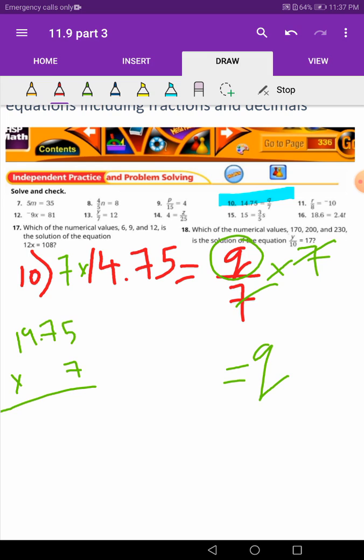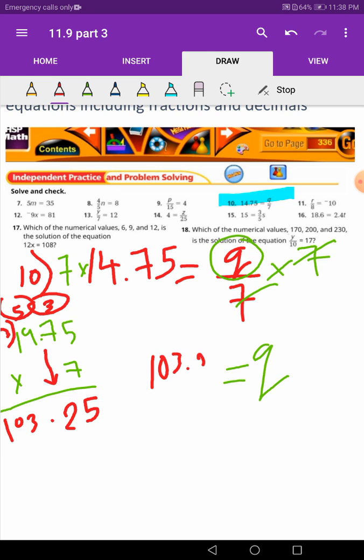So 5 times 7 is 35. 5 down and a 3 up. 7 times 7 is 49 plus 3, it's 52. And don't forget to place the decimal point down. Okay, then 7 times 4 is 28. 28 plus 5 is 33. 3 down and a 3 up. 7 times 1 is 7, plus 3 is 10. So my answer is 103.25.